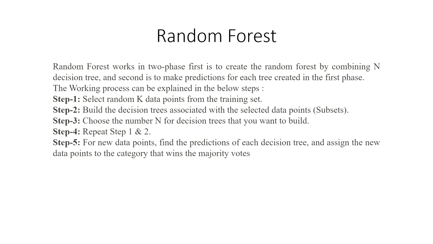Step number 1. Select random k data points from the training set. Step number 2. Build a decision tree associated with the selected data points or the subsets. Step number 3. Choose the number n for decision trees that you want to create. Then you just need to repeat steps 1 and 2 again and again. After that, you will reach a new step, that is step 5.